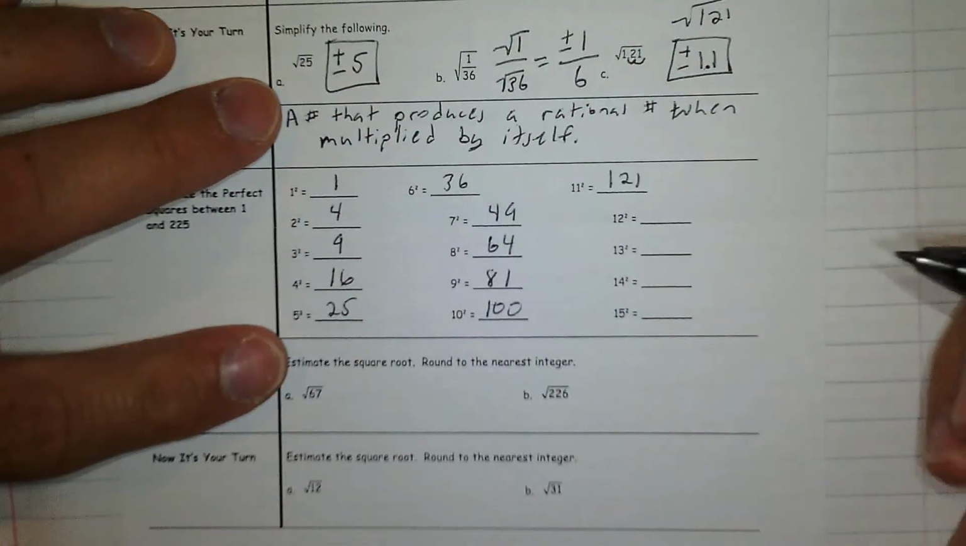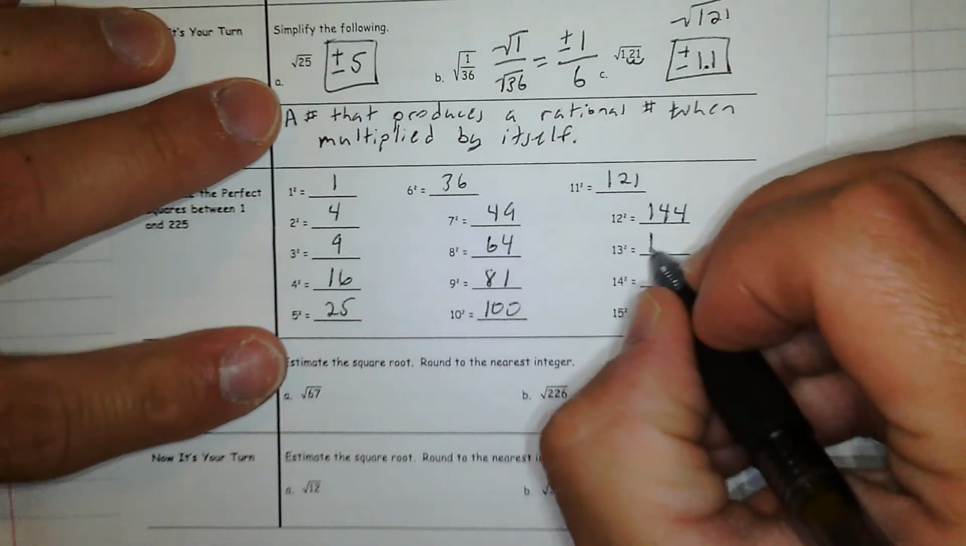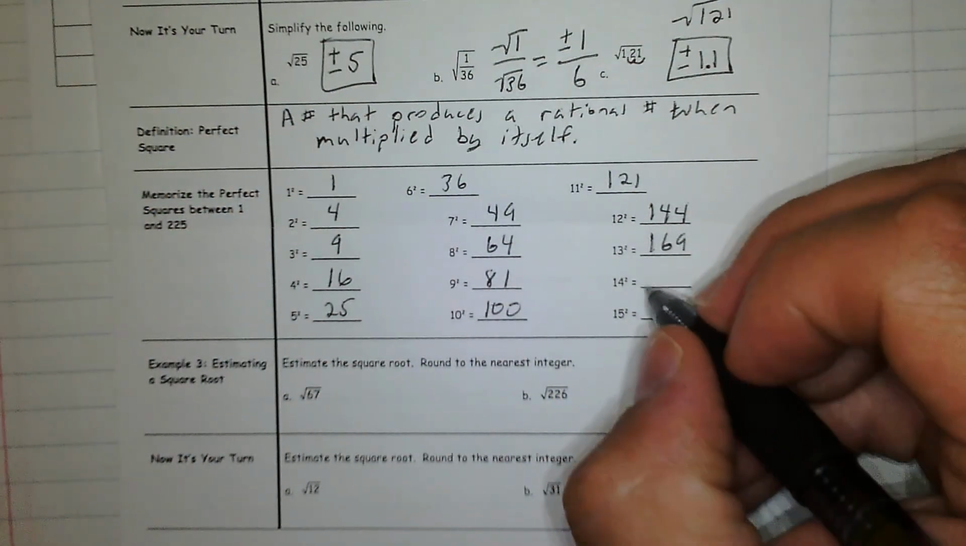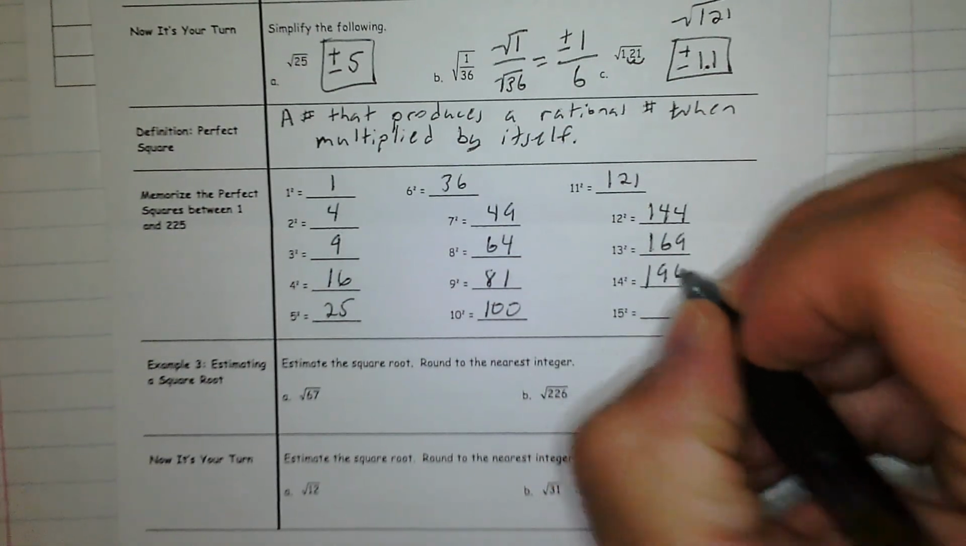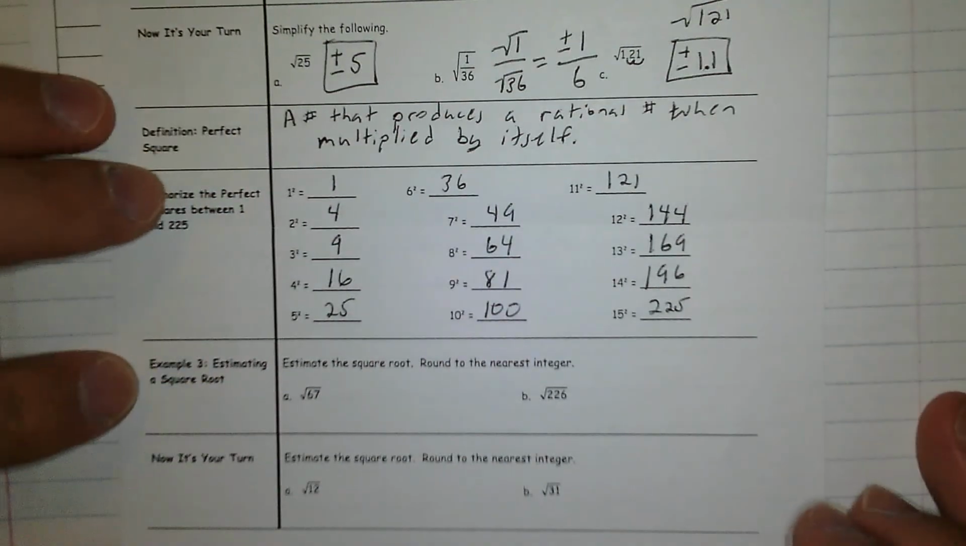11 squared is 121. 12 squared is 144. 13 squared is 169. 14 squared is 196. 15 squared is 225.